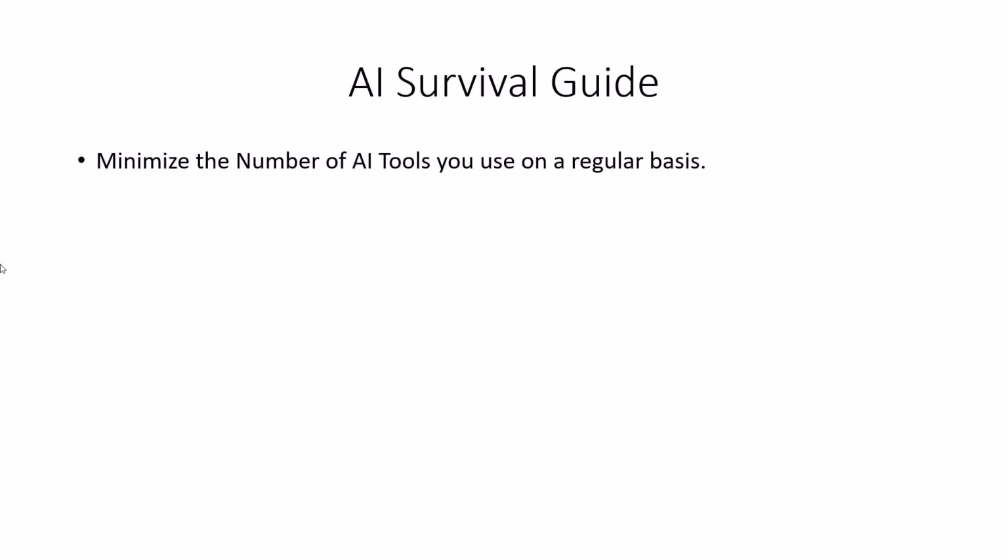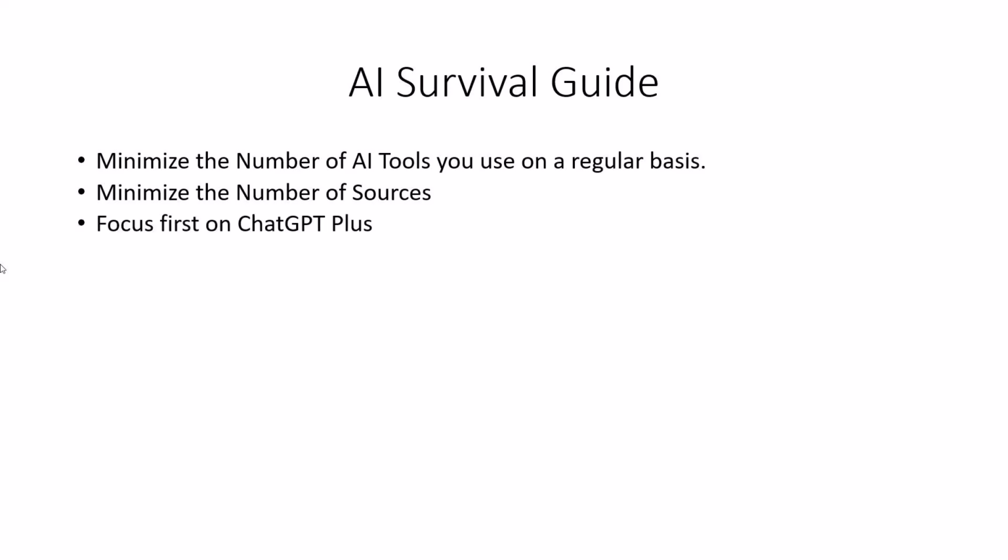And whether you're an information marketer or a marketer of your product or service, if you're going to use AI, you want to be aware of just the minimum number of tools you need in order to be effective. You want to minimize the number of sources you are generating that AI from. What I suggest is that you focus first on ChatGPT Plus. It's not that ChatGPT Plus is going to be perfect. It's a paid subscription that you have to pay for monthly.